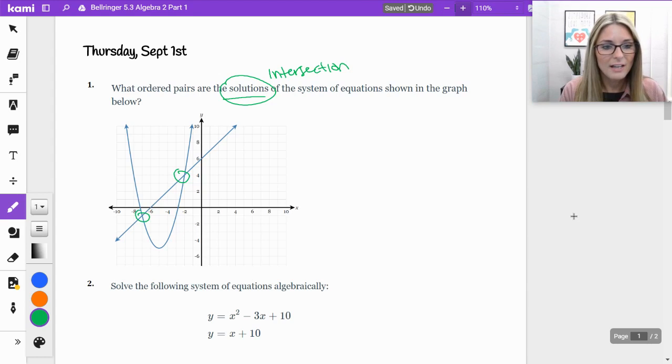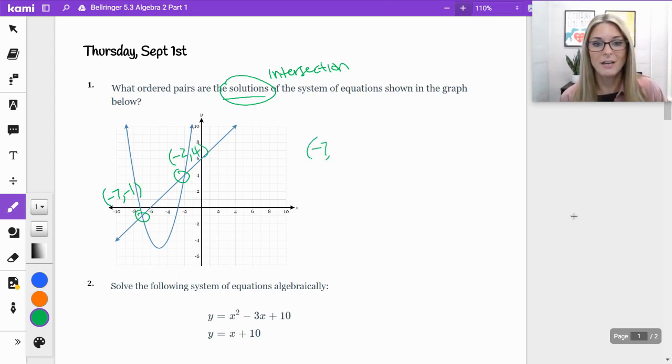On the left, that looks like -7, -1. Now be super careful on our scales here, just in case they are different. Double check that. On the right, that ordered pair looks like -2, 4. And so those are our solutions. -7, -1, you would put that in Delta Math, and -2, 4. Two places, two intersections, two solutions.